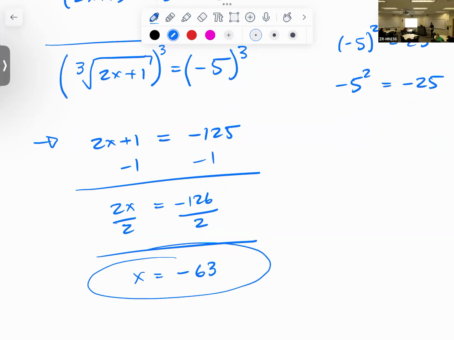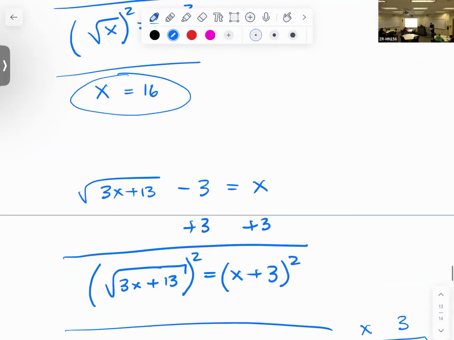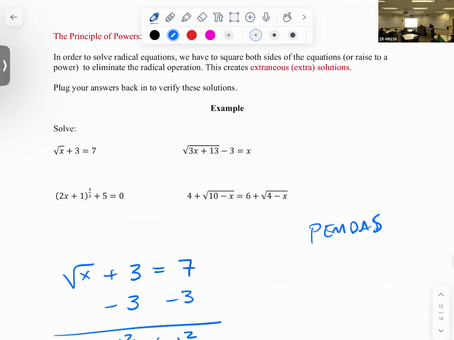Now, even though that's negative, cubes are different. Squares are the ones that end up with extraneous solutions. A cube root is actually better than a square root because it doesn't add extraneous answers, and you can have a negative solution, right? A negative times a negative times a negative does result in a negative. All right, one more.